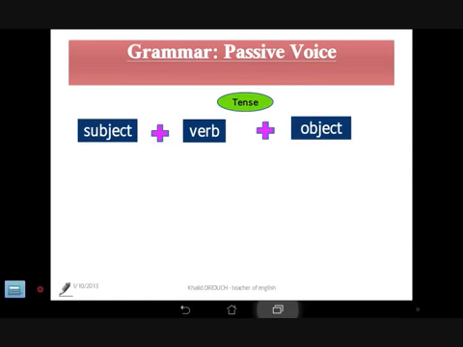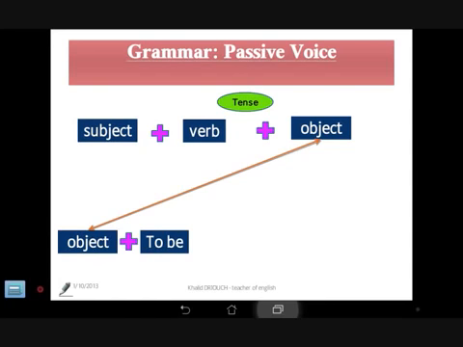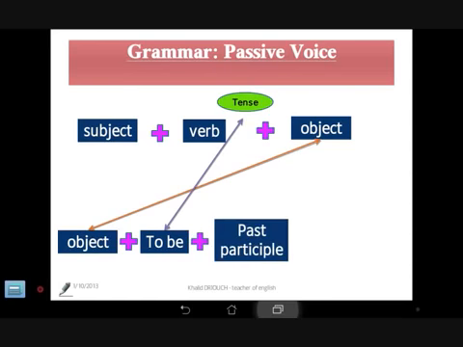When we change the sentence to passive, we start with the object plus the verb to be, in the tense of the verb in the active sentence, and that verb changes to past participle. When the subject is known but not important, we can add by plus the subject.